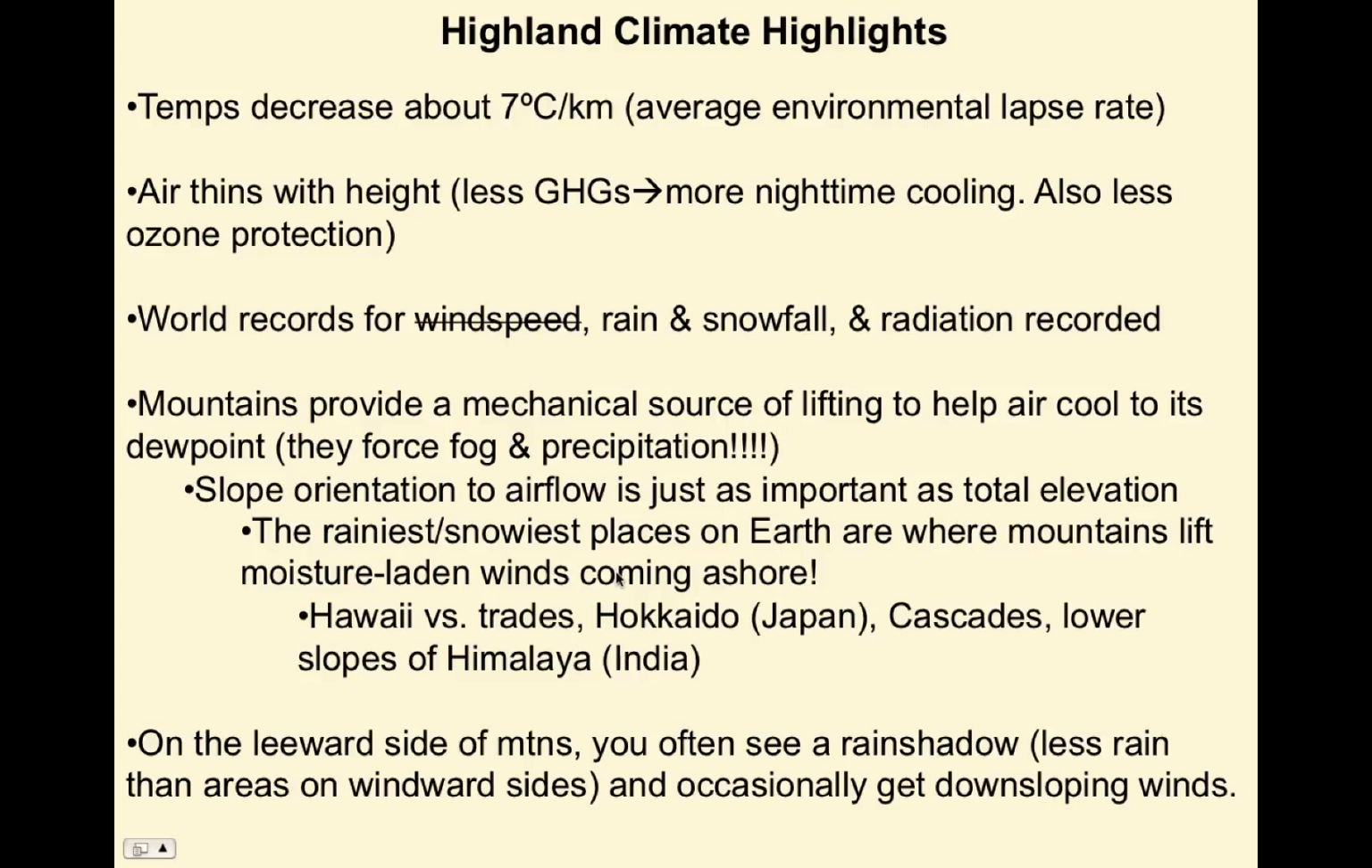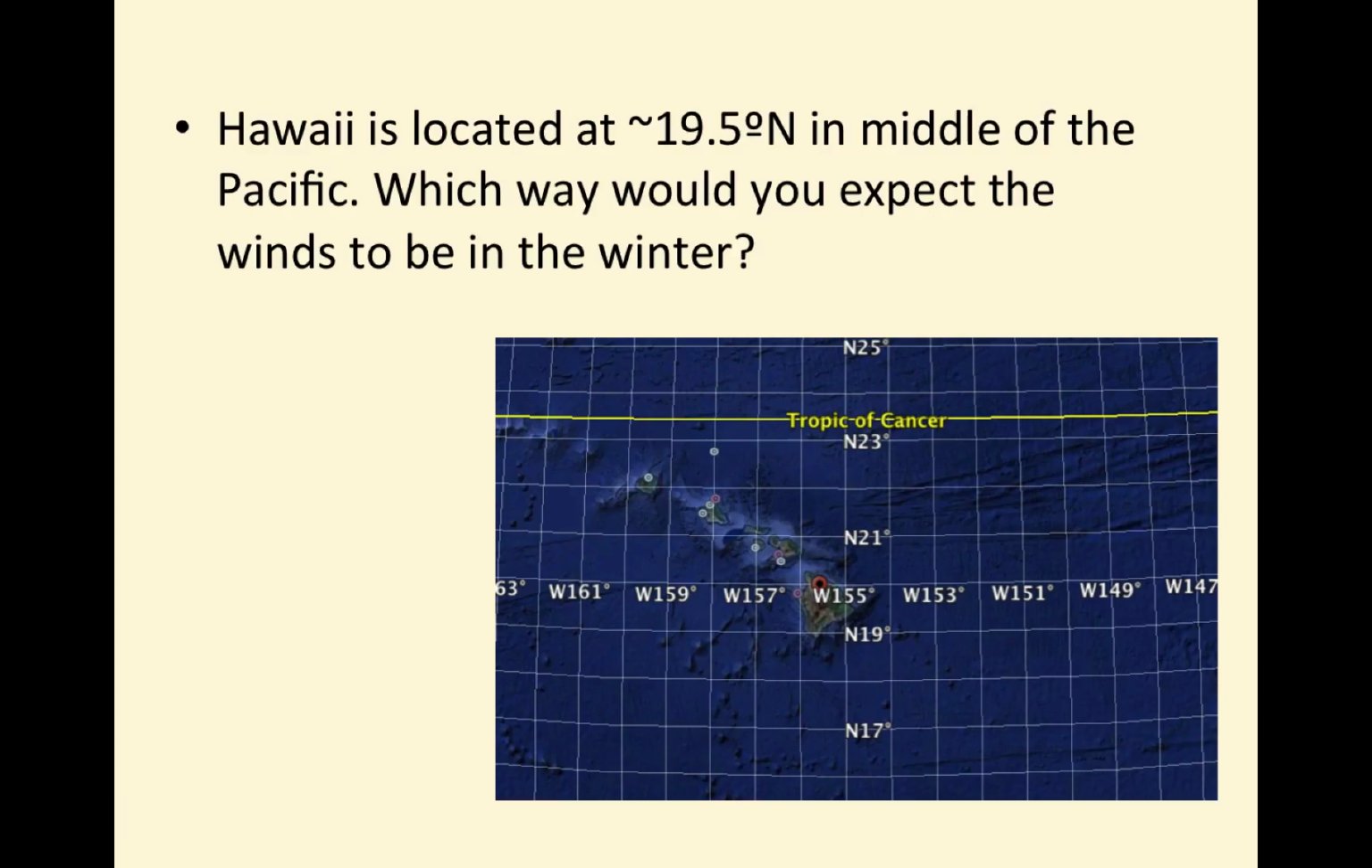The rainiest, snowiest places on Earth are where mountains lift moisture-laden winds coming ashore. For example, parts of Hawaii get soaked with more than 600 inches of rain a year in certain spots where this is happening. Hokkaido, Japan is a known place where copious amounts of snowfall happen, up to 800 inches of snowfall a year in parts of that area. The Cascades in the Northwest can have 1,000 inches of snowfall a year on some of the snowiest winters, and the lower slopes of the Himalaya certainly have places that have 1,000 inches of rain in parts of the foothills there. On the leeward side of mountains, however, you often see a rain shadow, less rain than areas on the windward areas.